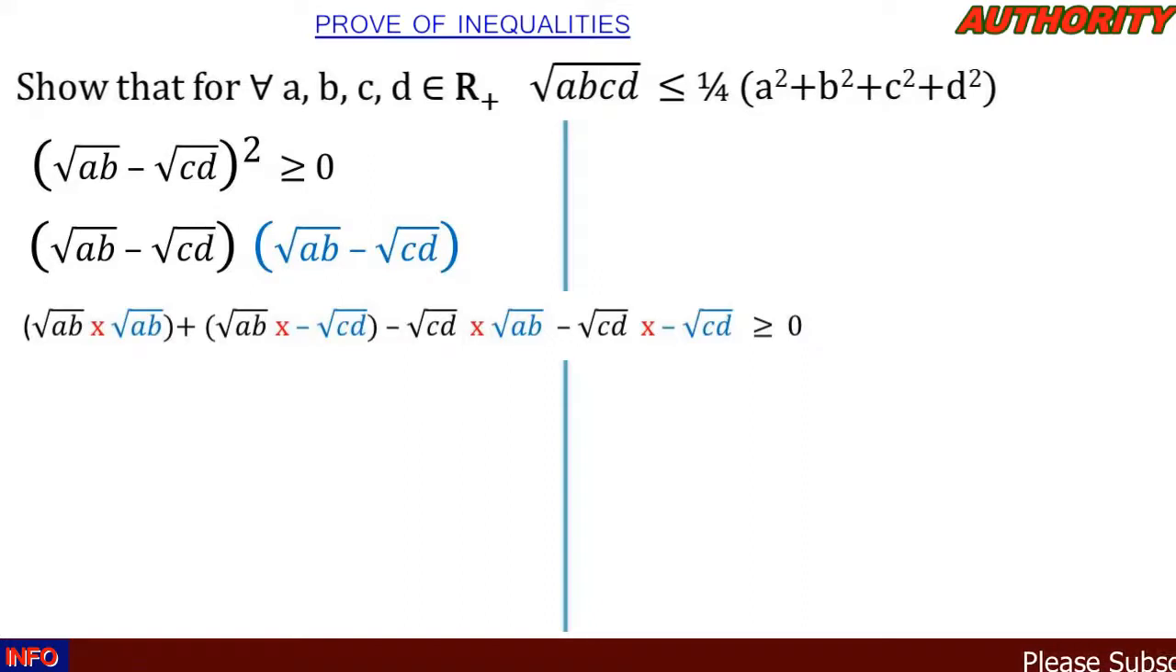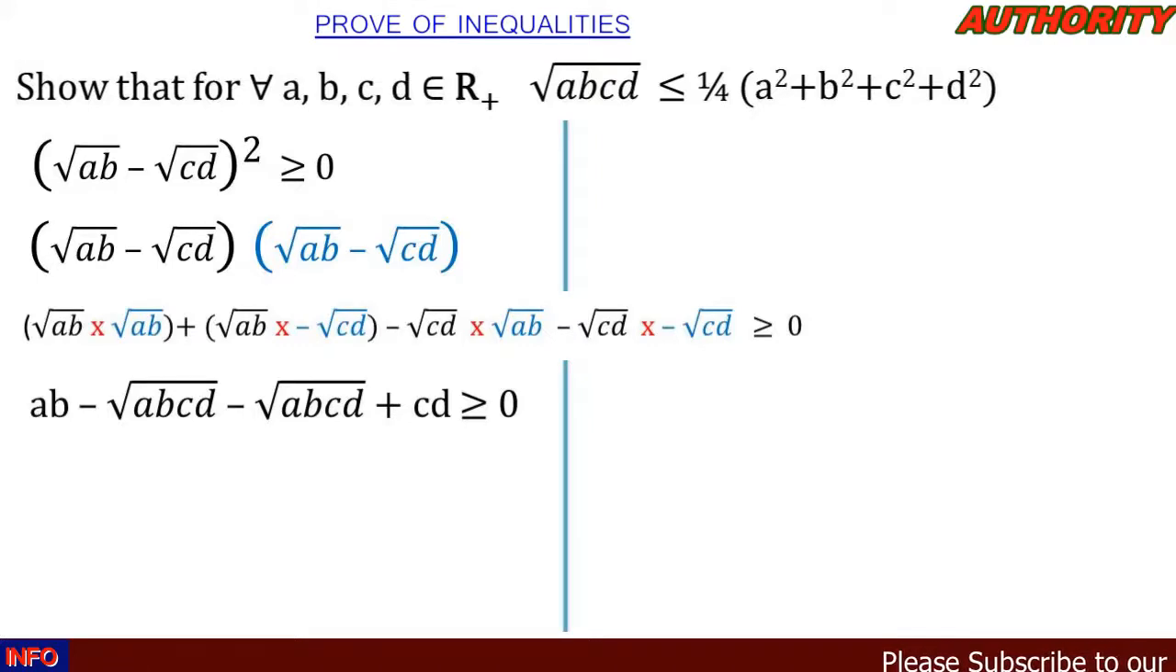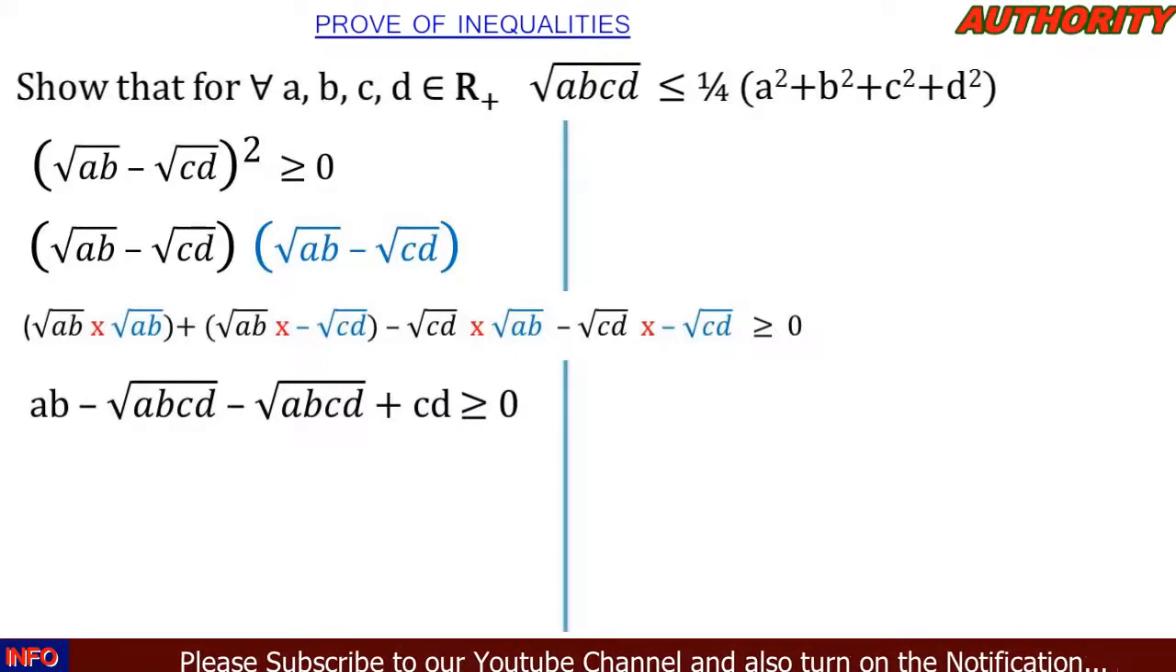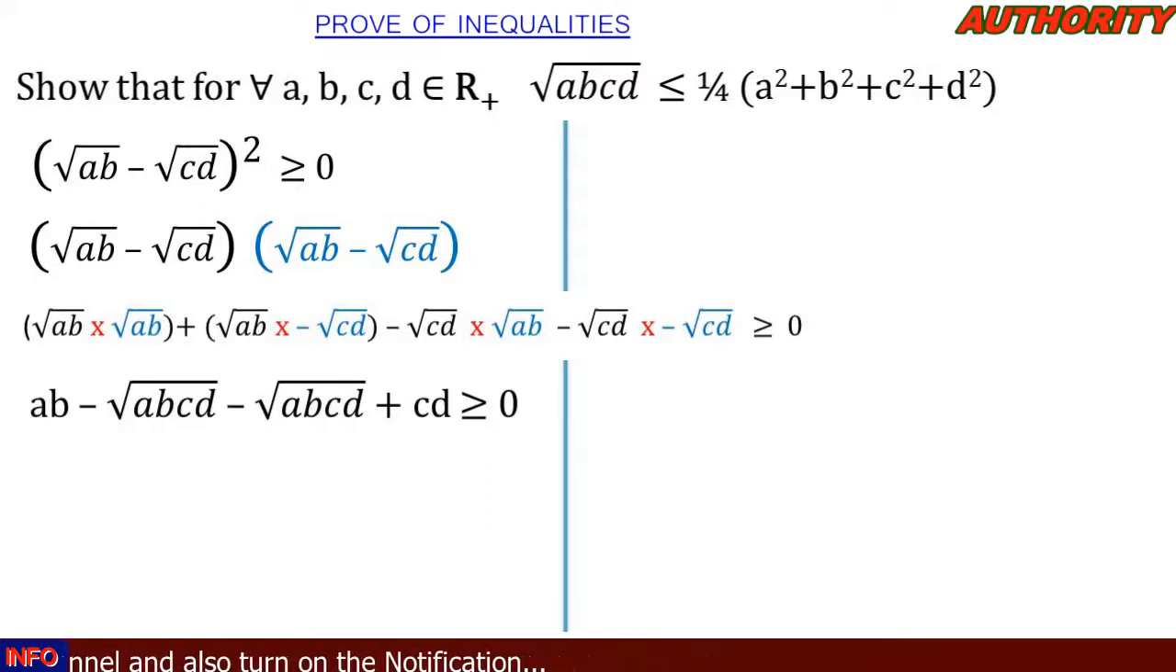Okay, so root ab times root ab is going to give us ab. Then we'll say plus root ab times minus root cd. We are going to simply have minus root abcd. Then in the second side, we have root cd times root ab. It's almost the same, so we have minus root abcd also. Then we have plus. When we say minus root cd times minus root cd, minus times minus is going to give us plus, and then root cd times root cd is going to give us cd.